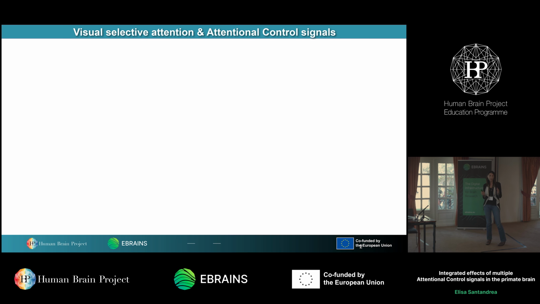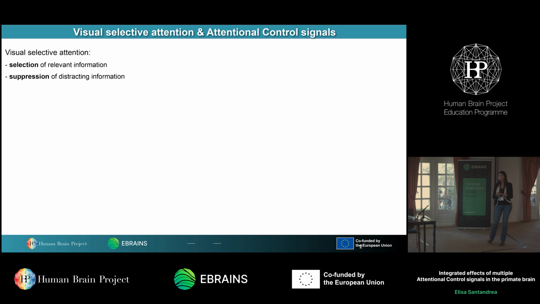The project is about visual selective attention and attentional control. And just a very brief introduction for those who are not familiar with the basic concepts of the attentional literature. Visual selective attention is the cognitive function allowing selection of relevant sensory input and the active suppression of interfering information.